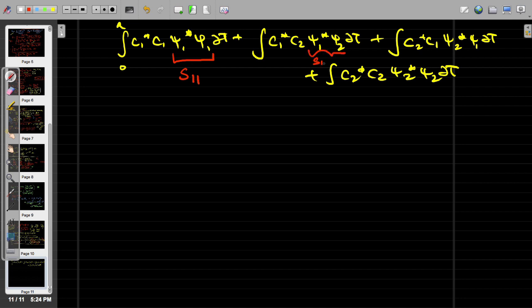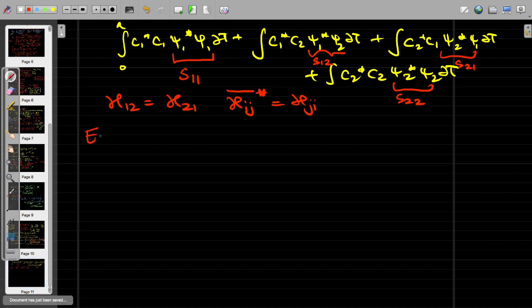This is going to be S12. This is going to be S21, S22. Remember, the operators that we end up seeing in quantum chemistry are all Hermitian. So therefore, H12 equals H21. This is because Hij complex conjugate and transpose will be equal to Hji. We have seen this earlier in the postulates.